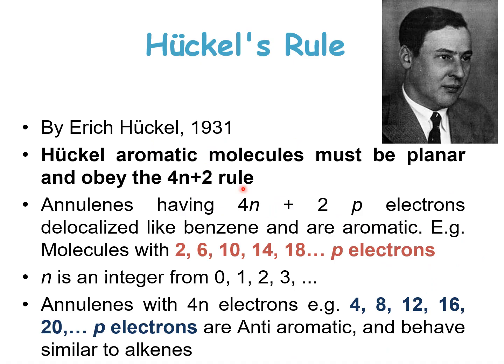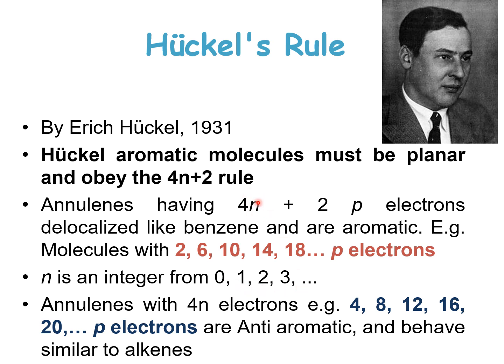In 1931, a German scientist called Erich Hückel gave this important rule about aromaticity, and this rule is still valid today. Of course, before applying Hückel's rule, one must consider several other criteria for aromaticity, but the Hückel rule mentions that annulenes which have 4n plus 2 pi electrons are aromatic, where n is any integer, as it can be 0, 1, 2 or 3.